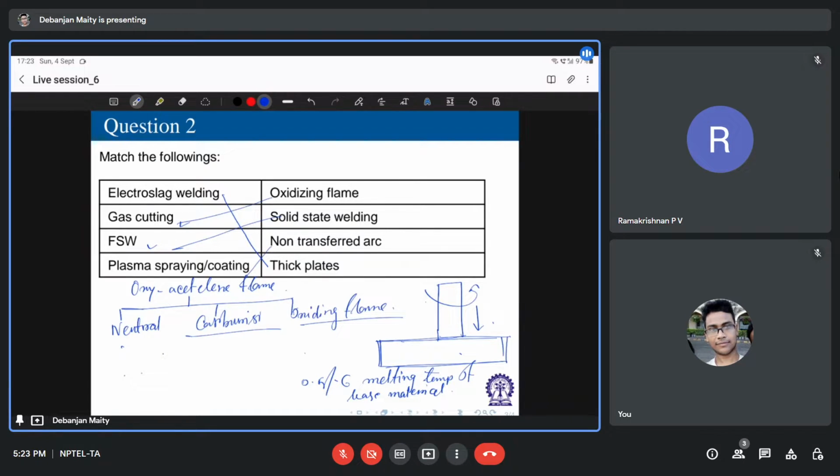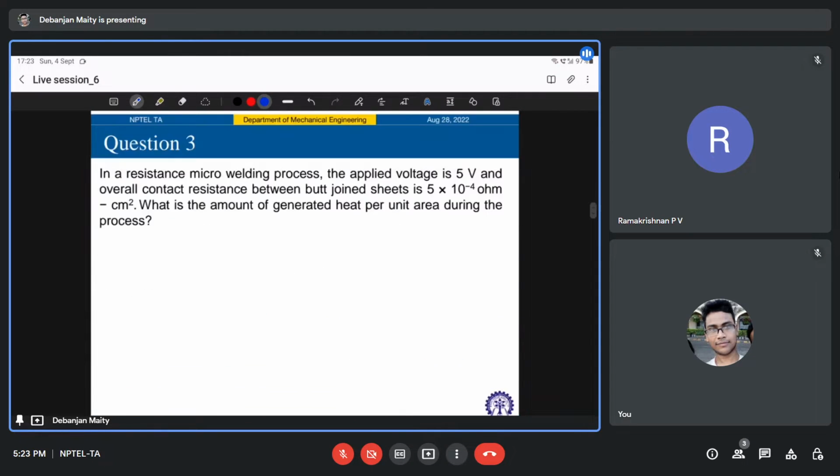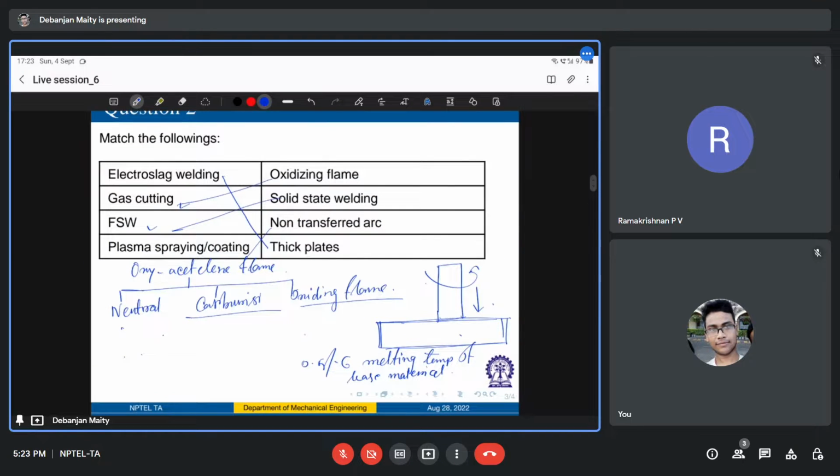But in case of non-transfer arc welding, the arc is established between the electrode and the constricting nozzle of the plasma torch. In this type of welding, the heat of the arc melts only the electrode portion. The molten metal from the electrode forms a pool over the workpiece surface. So for plasma spraying and coating, it will be a non-transferred arc.